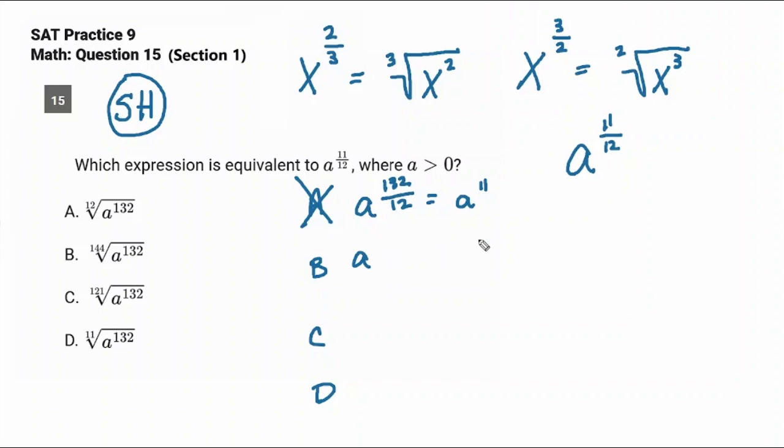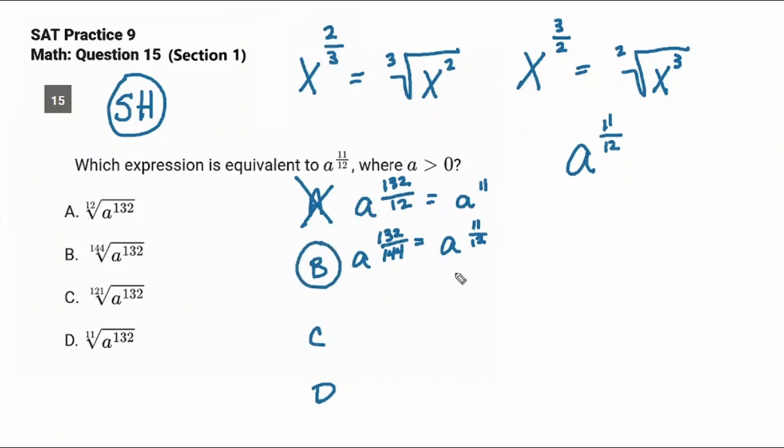A to the what? What goes on top? 132. And what goes on bottom? 144. I want to point something out to you here. Up here, the top number is smaller, the bottom number is bigger. Top number is smaller, bottom number is bigger. We're golden. You just did this. You know that 132 divided by 12 is 11. You can do it on your calculator if you're not sure. And you know, or you should know, that 144 divided by 12 is 12. So that's a to the 11 over 12.